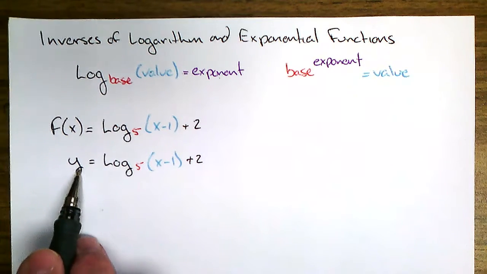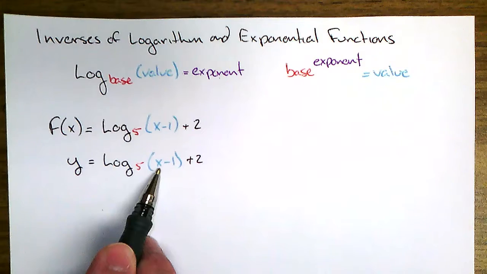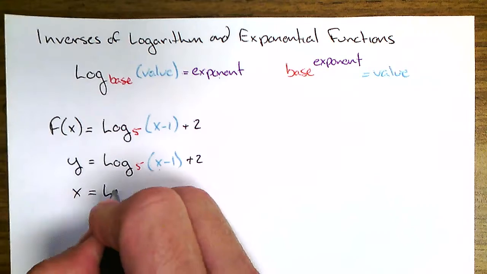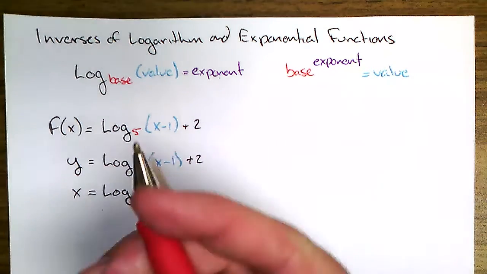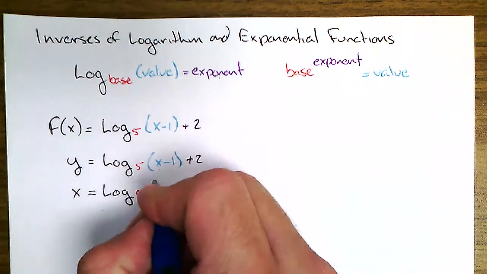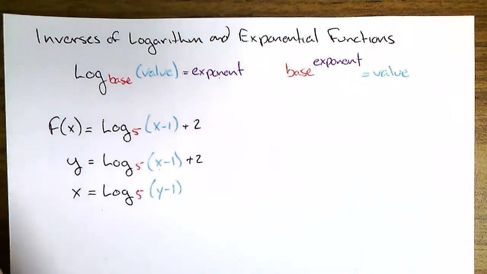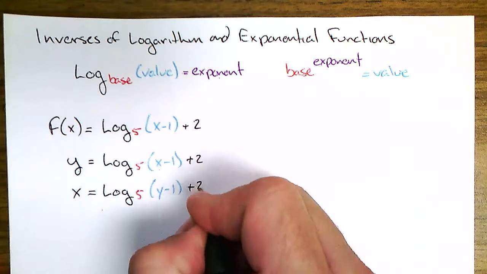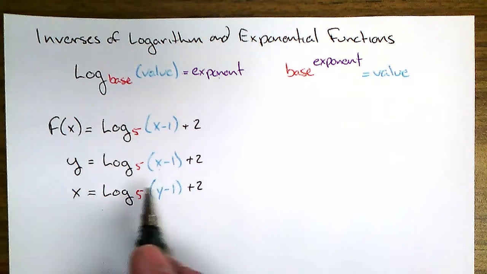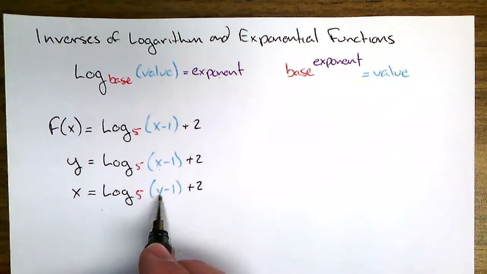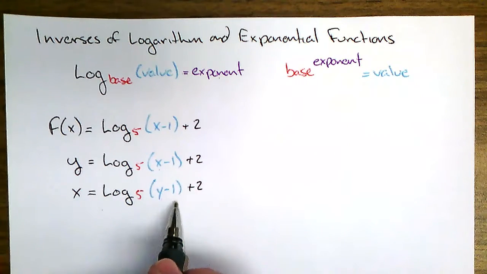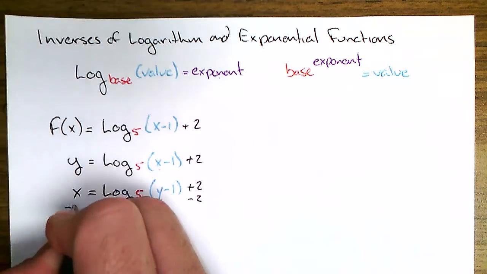And I'm going to swap my y and my x values to start the process of finding the inverse. So I'm going to rewrite this as x equals log base 5 of (y minus 1) plus 2. Now, in order to do an inverse, in order to get rid of this log to solve for my y value, I need to get this log function by itself. And I'm going to do that by subtracting 2 from both sides.